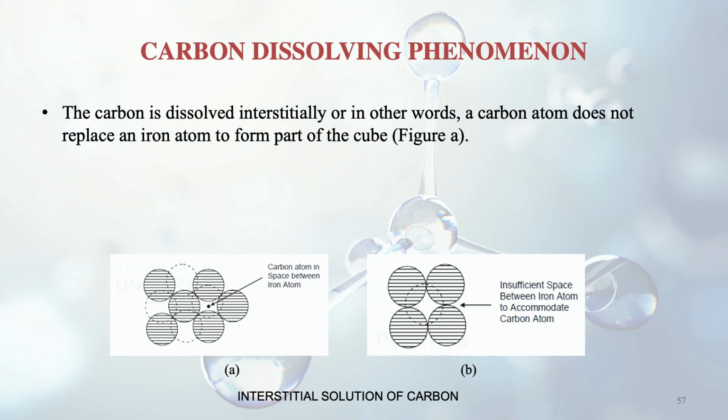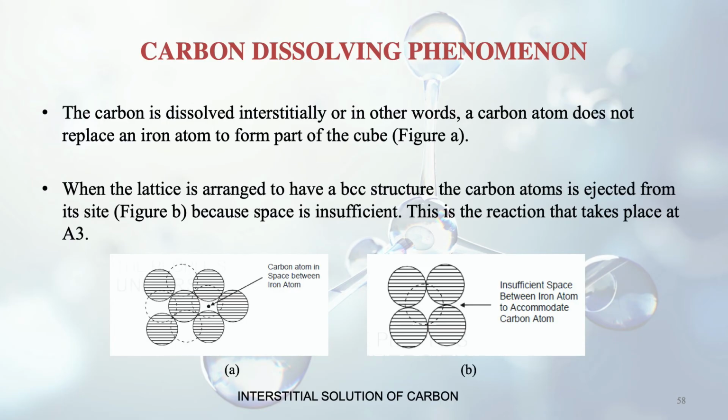Now we take up the carbon dissolving phenomena. The carbon is dissolved interstitially, or in other words, a carbon atom does not replace an iron atom to form part of the cube. We know, as we discussed earlier, that the carbon atom is smaller in size than the iron atom, so it sits in the interstitial space.